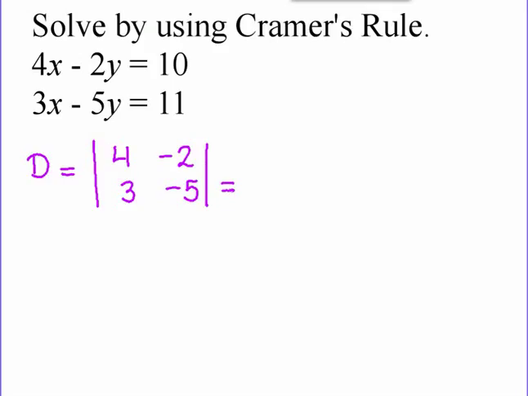Now dx, on the other hand, I've got to think about something. What haven't I used? 10 and 11. So since I'm finding dx, I'm going to go to the x column, and in place of 4 and 3, I'm going to put 10 and 11. And then I'm going to leave the y column alone.